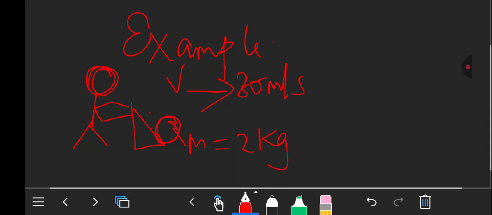Now the question is, find the impulse and also the change in momentum. So these are the questions. So how are we going to calculate? Let me go to the next slide.